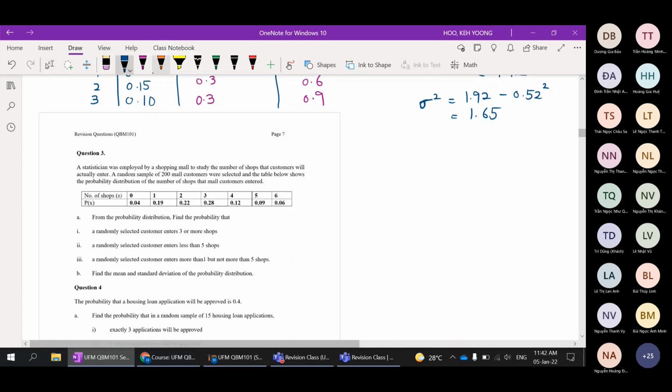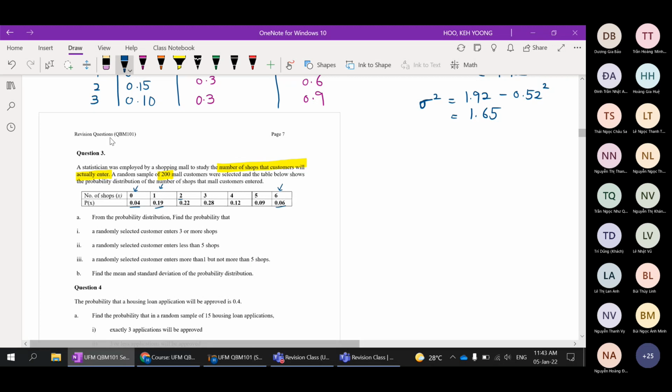This sample size, you have 200 customers. And what is the variable that we want to study? We want to study the number of shops that the customer will actually enter. So they will either enter 0, meaning they don't enter at all. The probability is 0.04, 4%. The customer enters one shop, 19%. Enter 2 shops, 3, 4, 5, maximum enter 6 shops, 6%.